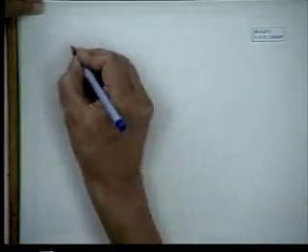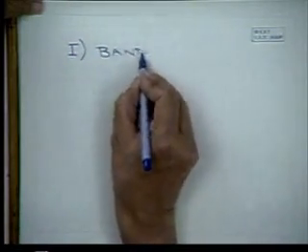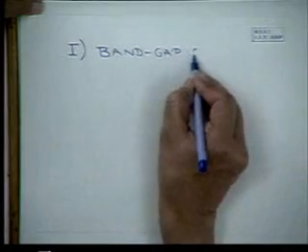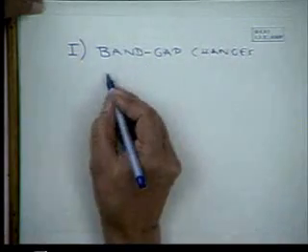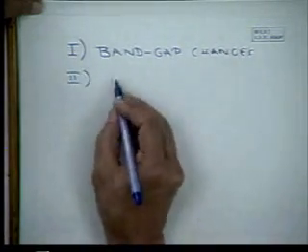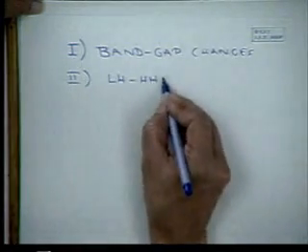Now, what effect does this have? Last time I already discussed finally what happens in lasers, but before going into that, let's look at the different physical effects. One is band gap changes. Okay. Oh, not even band gap. But it is light hole, heavy hole degeneracy lifted.